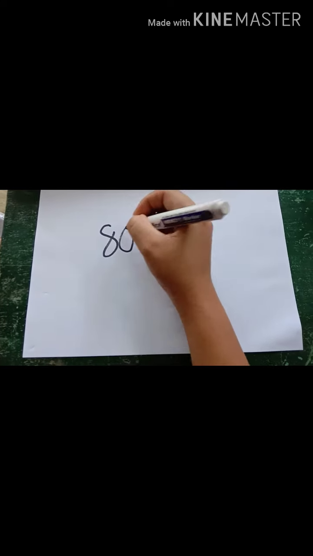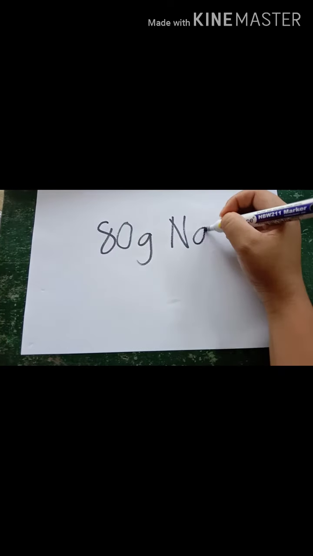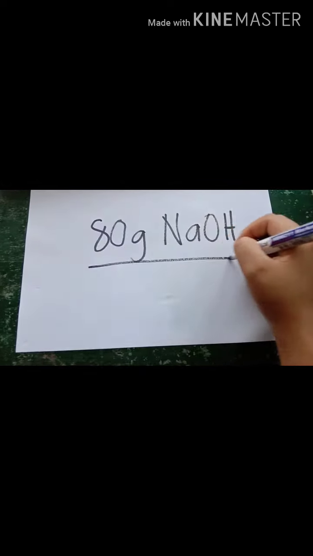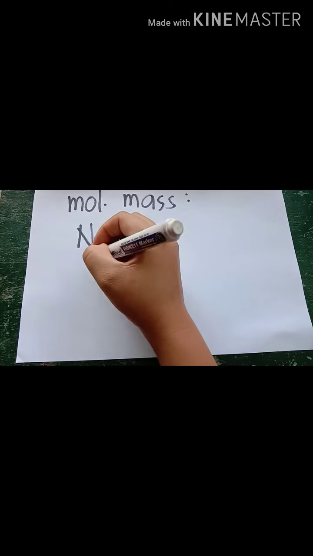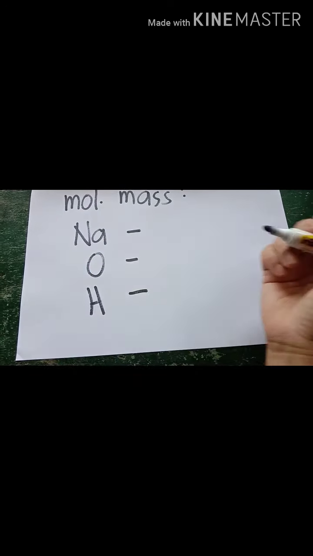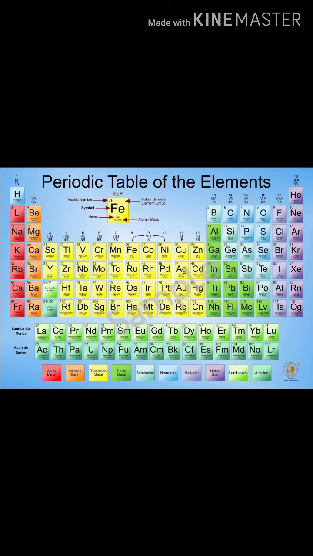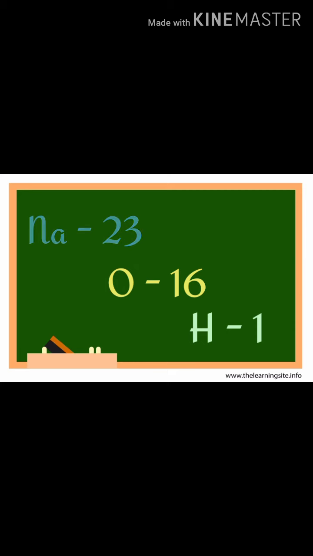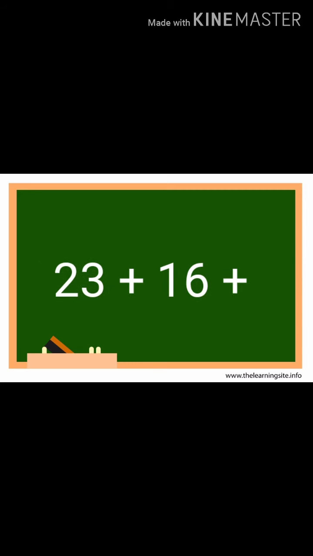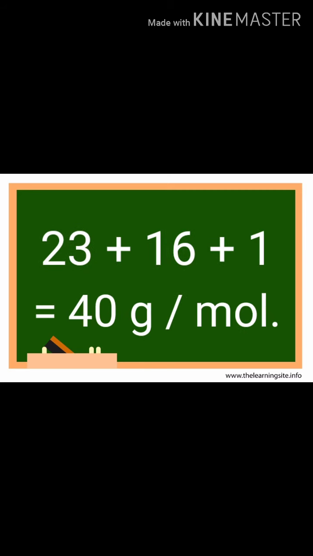So the moles of solute is 80 grams sodium hydroxide. To convert from grams to moles, we need the molar mass of sodium hydroxide based on the table of elements. So sodium has 23, oxygen has 16, hydrogen has 1. So we're going to add all the atomic masses and this gives us 40 grams per mole.